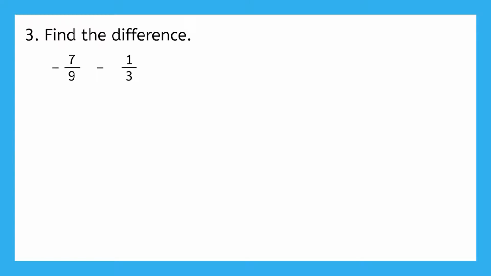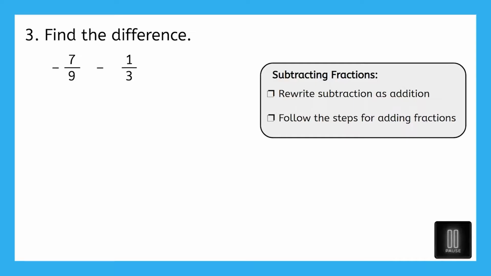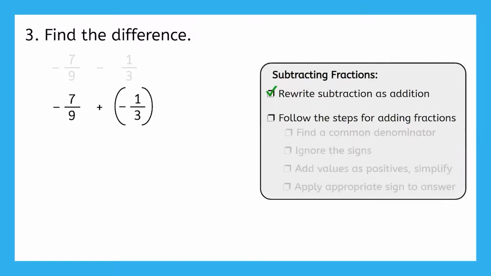How did we subtract integers and decimals? Yep, we changed the subtraction to addition and then just followed the steps for adding. You know how to do this. Pause the video to find the difference. After rewriting this as addition, we have negative 7/9 plus negative 1/3. Now we can follow the steps for adding.